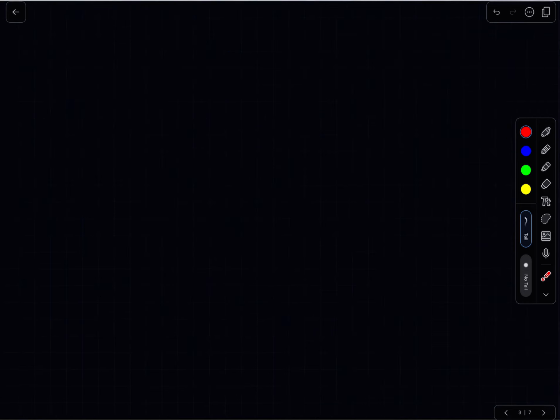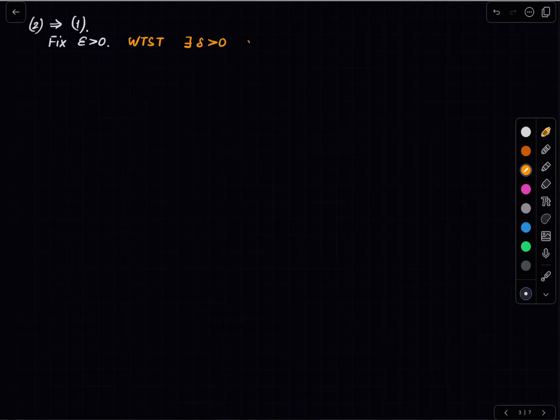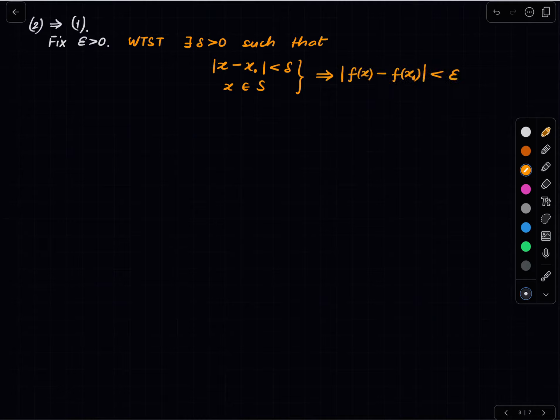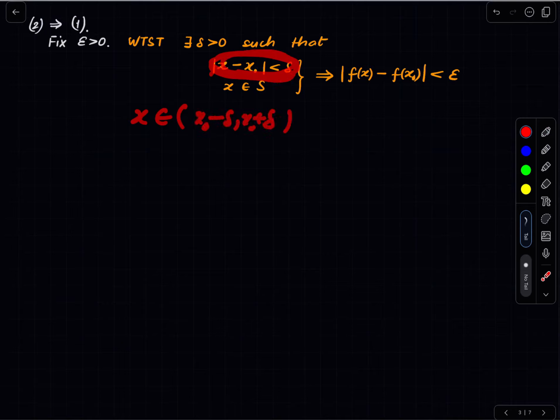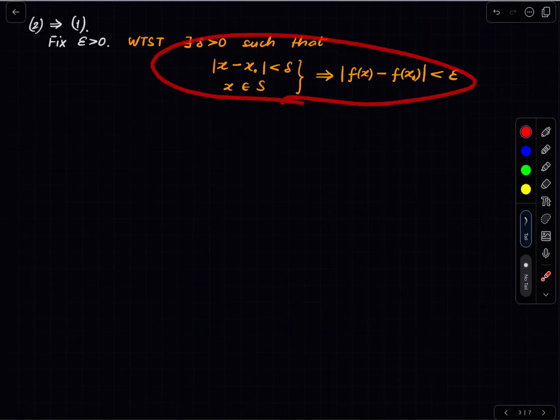Okay, so for the reverse, fix an epsilon greater than 0. And just to be very clear, what do we want to do? We want to show that there exists a delta greater than 0 such that whenever x is in the delta neighborhood of x0 and x is in the domain of the function, we have this. So, this time I'm writing it this way. In the previous slide, I had written x in this open interval. It's the same thing. It kind of looks better, I think. So this is what we want to do.